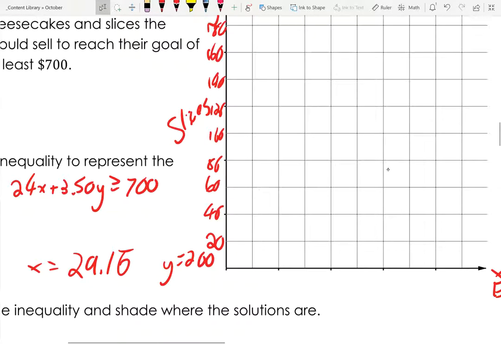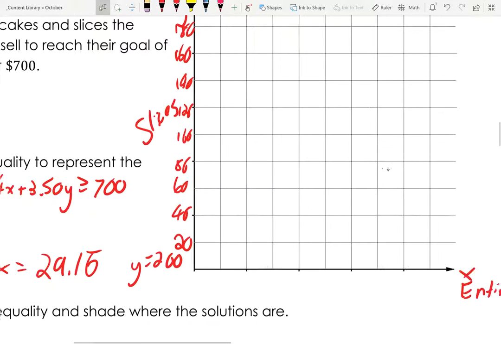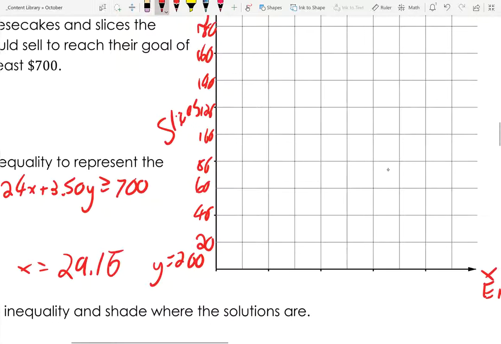And then I want to spread it out a little bit. I only have to go up to 29 for this x-axis. The y-axis had to go up to 200, but the x-axis really only has to go up to about 30. So let's say I make it by 5. 5, 10, 15, 20, 25, 30. That's good enough for me. I'll add a little extra here, but I don't need it.